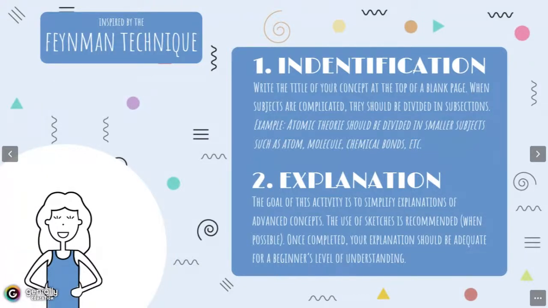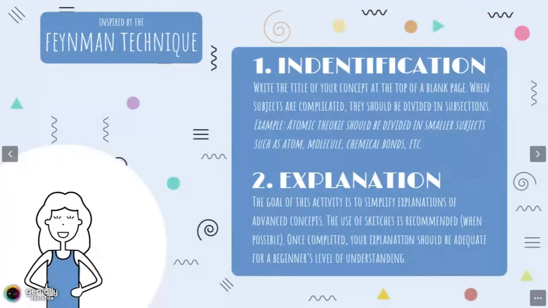The Feynman technique is separated into 4 different steps, and I'm going to show you them. The first step is identifying the subject. Usually you take a white page and write the subject at the top. When it's a complex subject, it's really important to divide it into subsections, so it's easier to understand, because each part can be understood more accurately by the student. I give an example on my slide. The atomic theory can be divided into smaller subjects like atom, molecule, and chemical bonds. As a package, it helps them understand better.